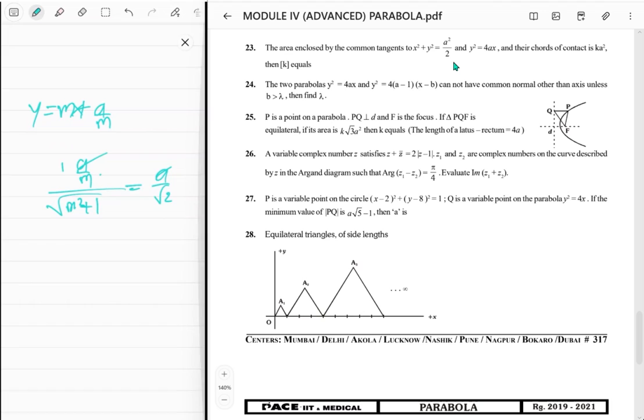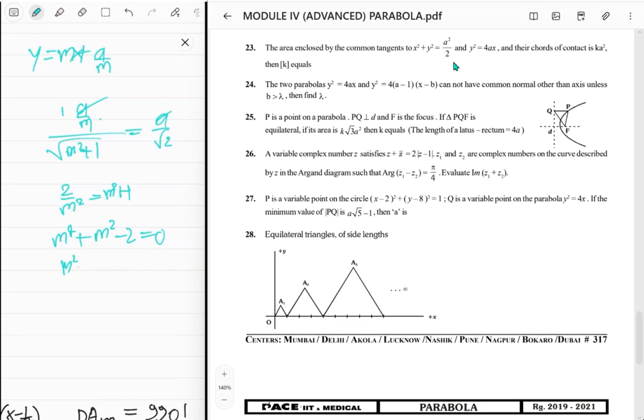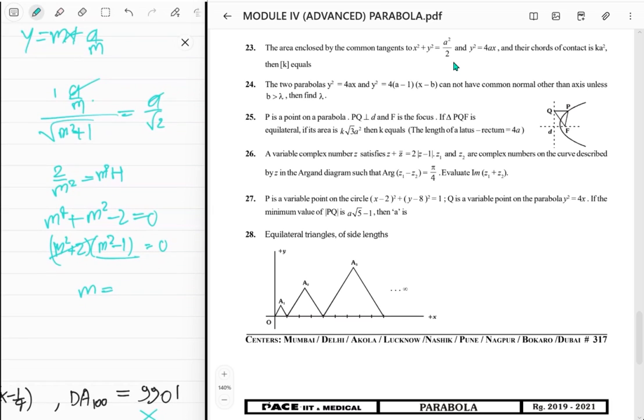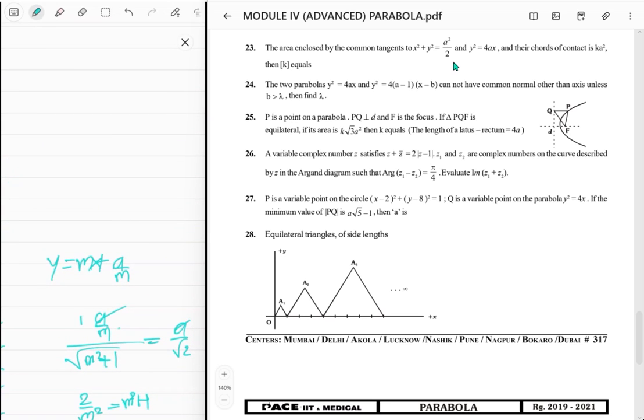That means, oh shit, okay, that's where I went wrong. It's supposed to be 1 upon m, right? So 2 upon m squared is equal to m squared plus 1, means m power 4 plus m squared minus 2 is equal to 0, which means m squared plus 2, and then m squared minus 1 is equal to 0. This cannot be 0. This has to be 0. So m has to be, maybe I did it with t or something, I don't know. The slope has to be plus or minus square root 2. Okay, cool.